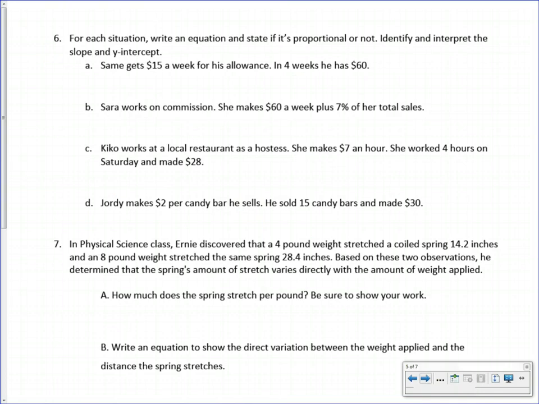Number 6, for each situation, write an equation and say if it's proportional or not. Identify the slope and y-intercept. So Sam gets $15 a week for his allowance. So $15 a week, that's our slope. So y equals 15x. Because we're not adding anything, this is proportional.